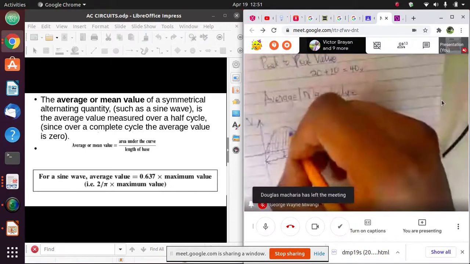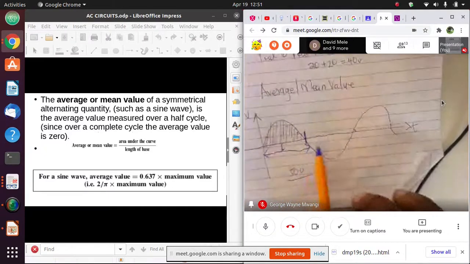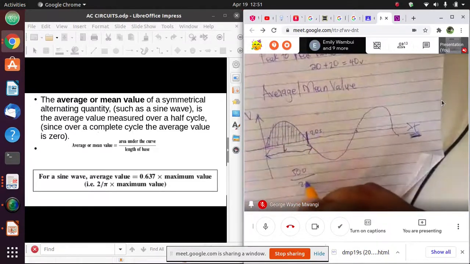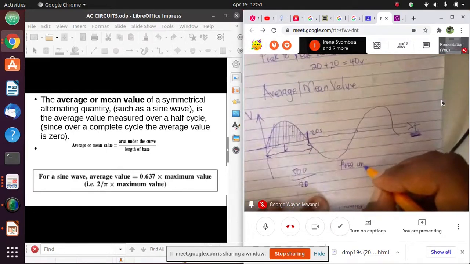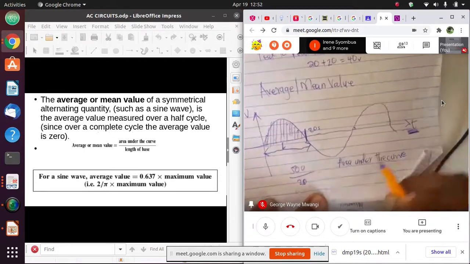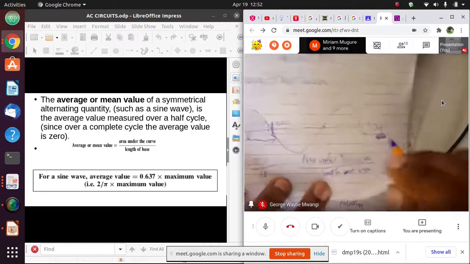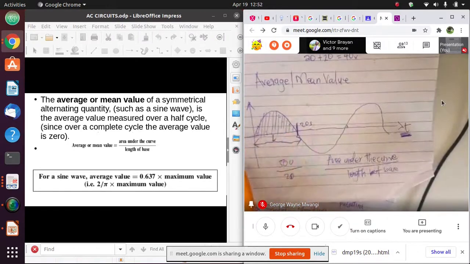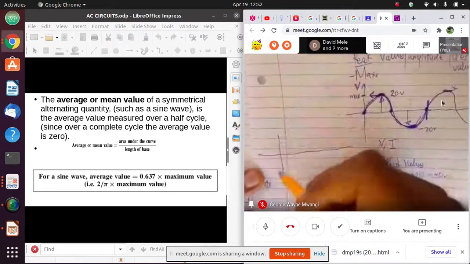For example, you find that the area under this is, let's say, 500, and the length, remember we're talking about length, but it is in time, or whatever value it will be here. So let's say this is 20 seconds, so it will be 500 divided by 20 to get the average or the mean value. Now this formula of area under the curve all over the length of the base, we use it mostly when you're dealing with non-sinusoidal curves. This is a sinusoidal curve. If you are given an alternating quantity that is varying like this.